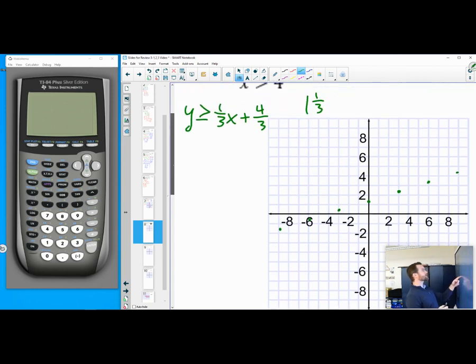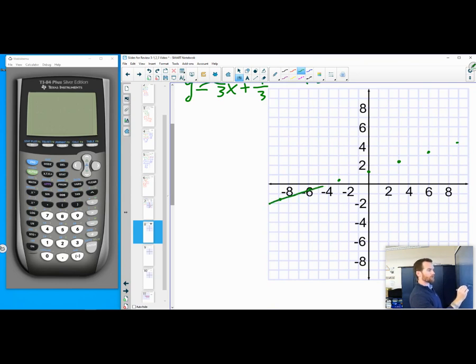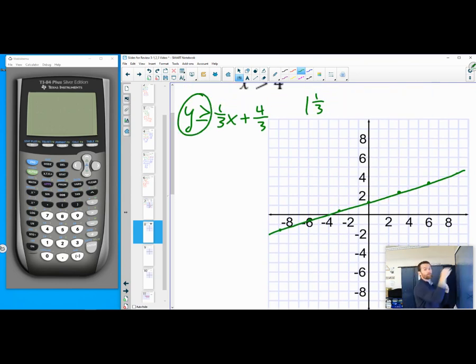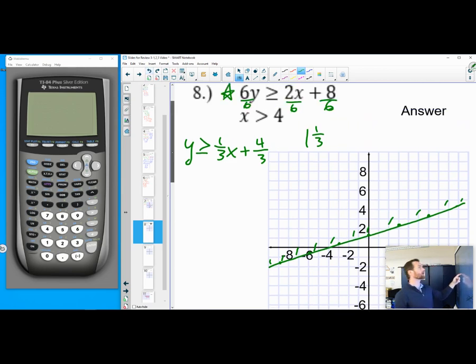This will be a solid line because it's or equal to. And shading, we have to shade above. Y is greater than, so we shade above. So we just put a small amount of shading right now. We'll fill it in later once we have our final answer.